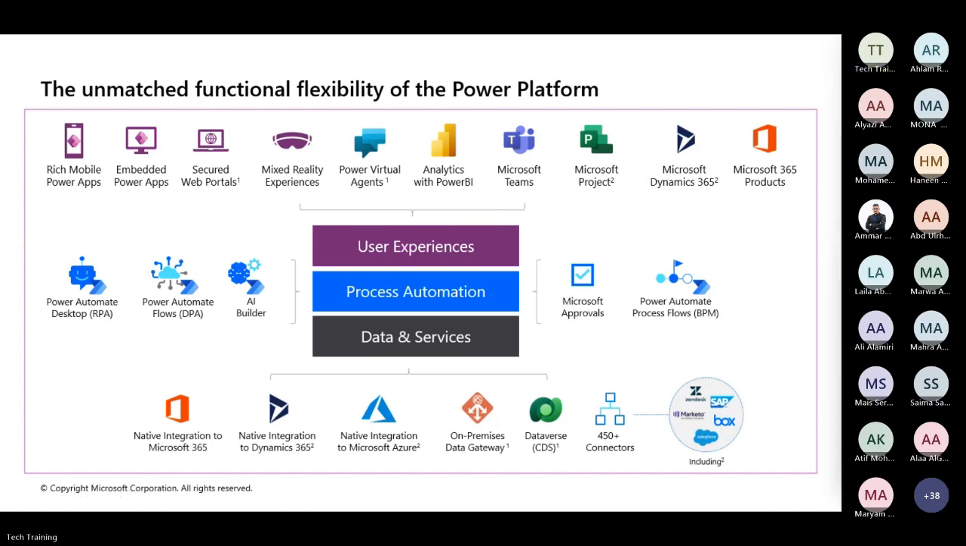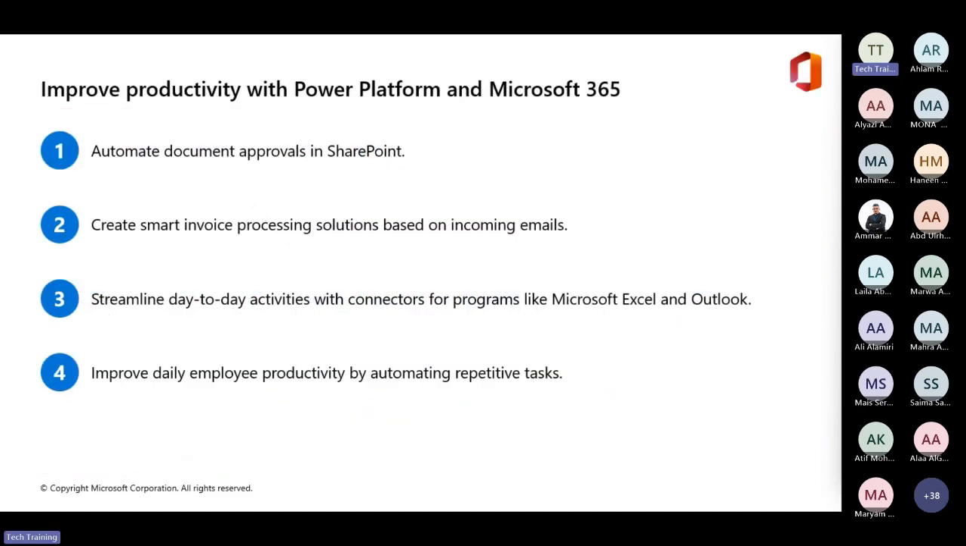package. So we can do these steps, such as automating document approvals in SharePoint. This is one example of how we can make use of the Power Platform. We can create smart invoicing process solutions on incoming emails by using automation. We can also streamline day-to-day activities with connectors like Excel and Outlook, and improve overall employee productivity by automating repetitive tasks. These are the features or benefits.